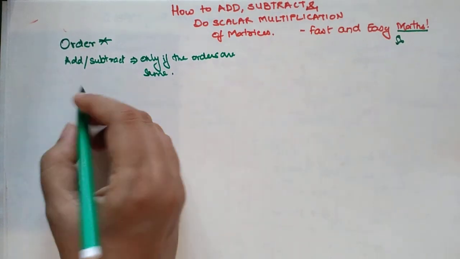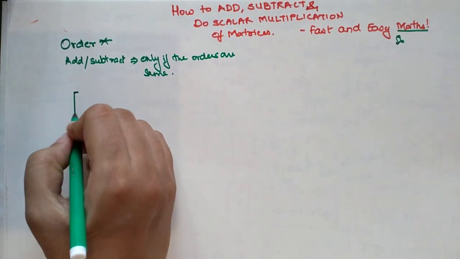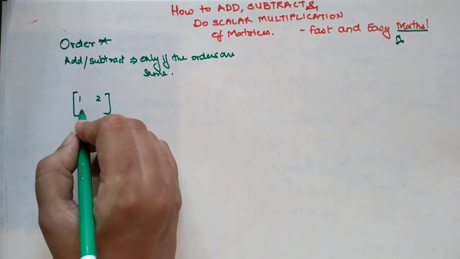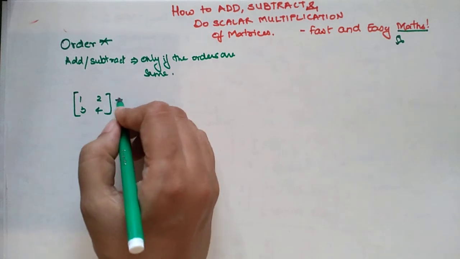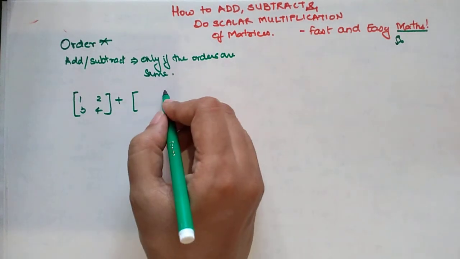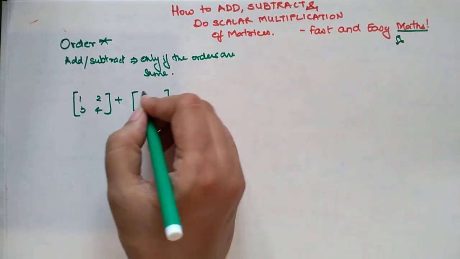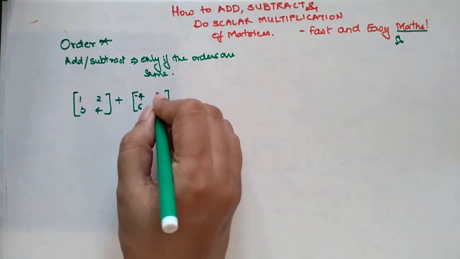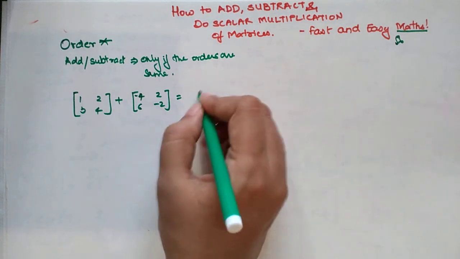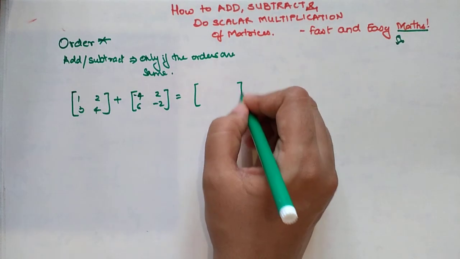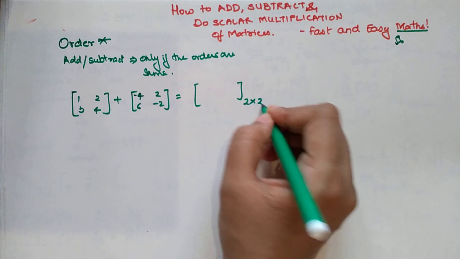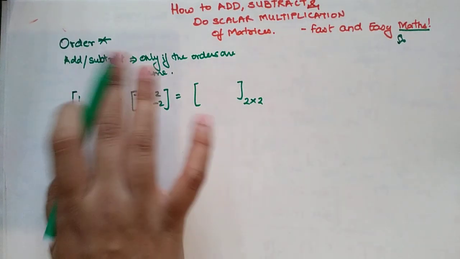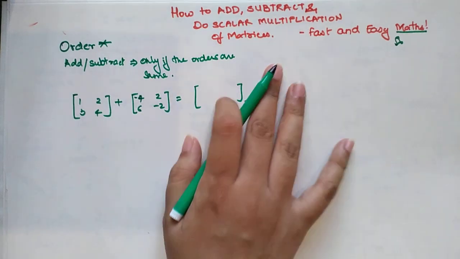Okay, so now let's take an example. We take 1, 2, 3 and 4, and we are trying to add this matrix to another matrix which also has an order of 2 by 2. So minus 4, 6, 2, minus 2. So what will be your answer? Students, here also the final answer will obviously have the same order, and addition and subtraction of matrices is not that difficult, to be honest.